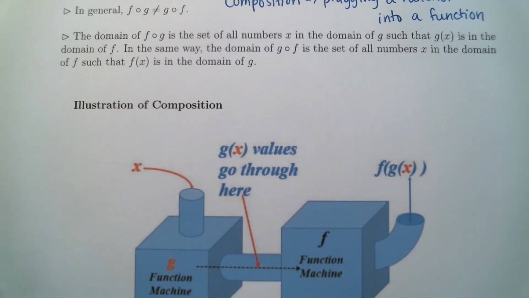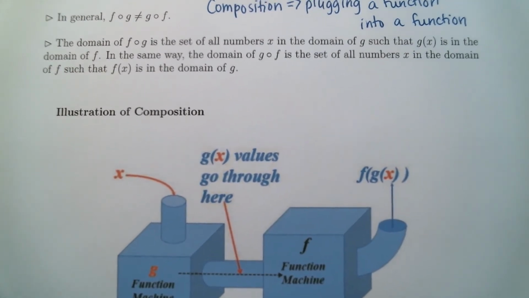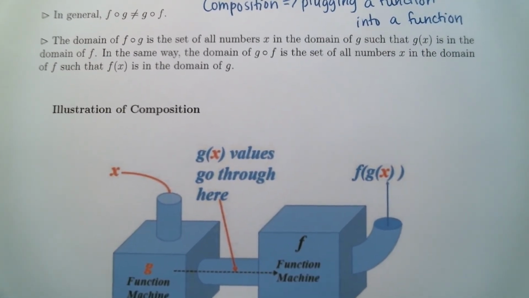When I read that, and I've been doing this for years, that statement out of your book, I am like, what are you talking about? I don't want you to worry too terribly much about what this statement is saying. What I need you to get out of it is that the domain of a composite function is tricky. It is not as straightforward as it might seem.